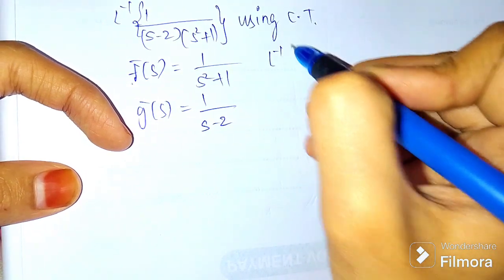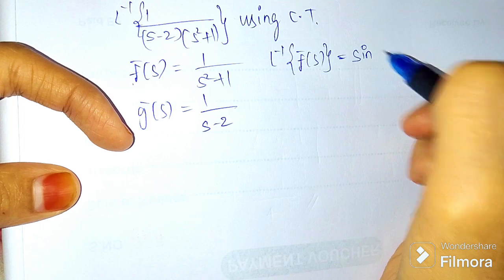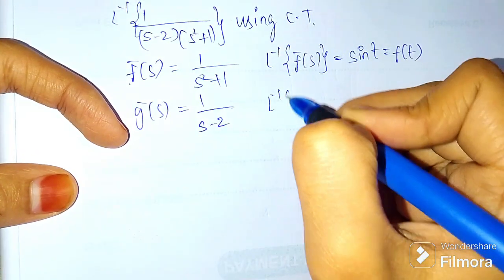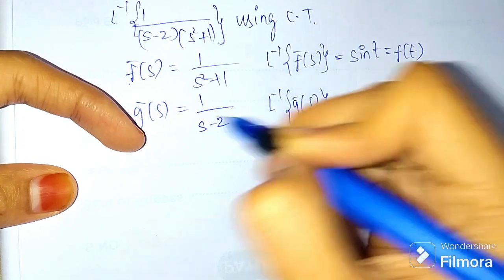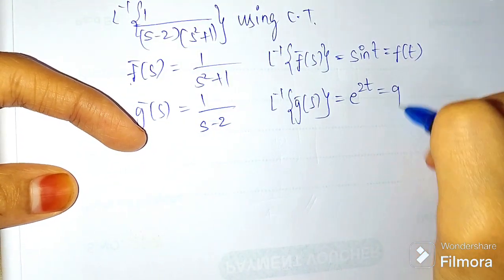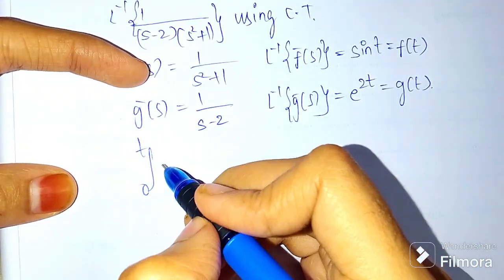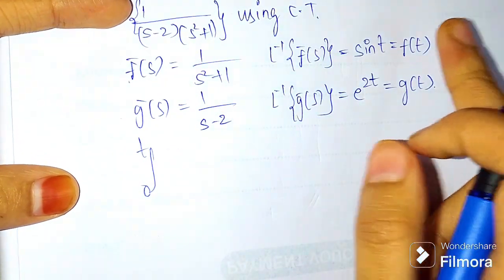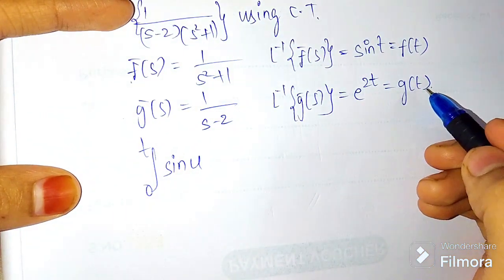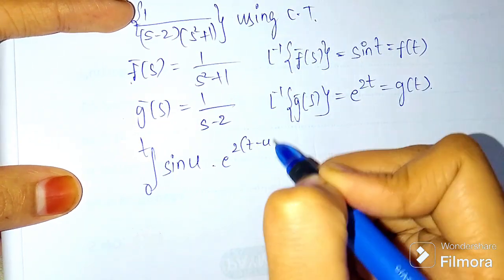So what is L inverse of f bar of s? Sin t, which is my f of t. L inverse of g bar of s, 1 by s minus 2, means e power 2t, which is my g of t. Now 0 to t, what is f of u? F of u means sin u. What is g of t minus u? E power 2 into (t minus u).